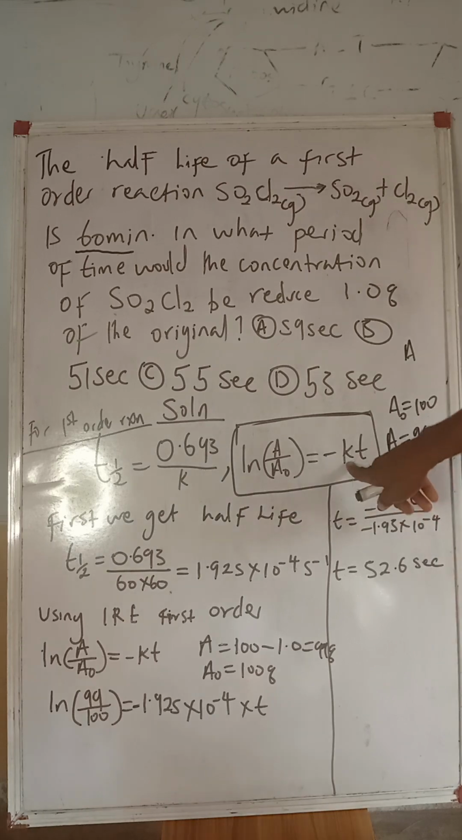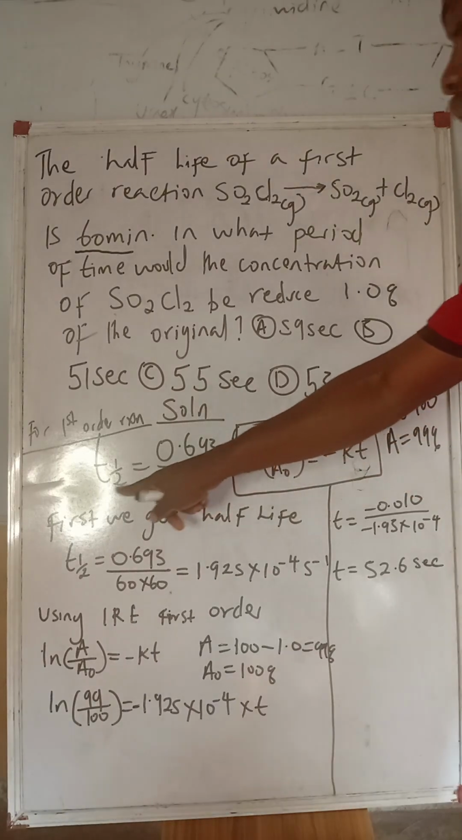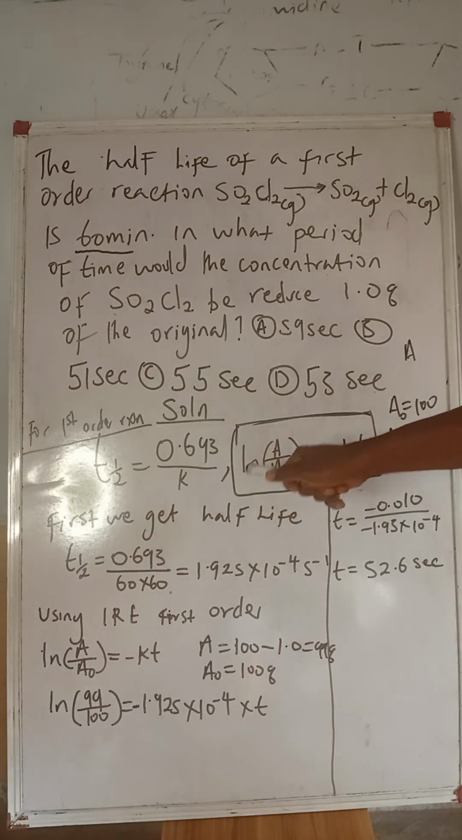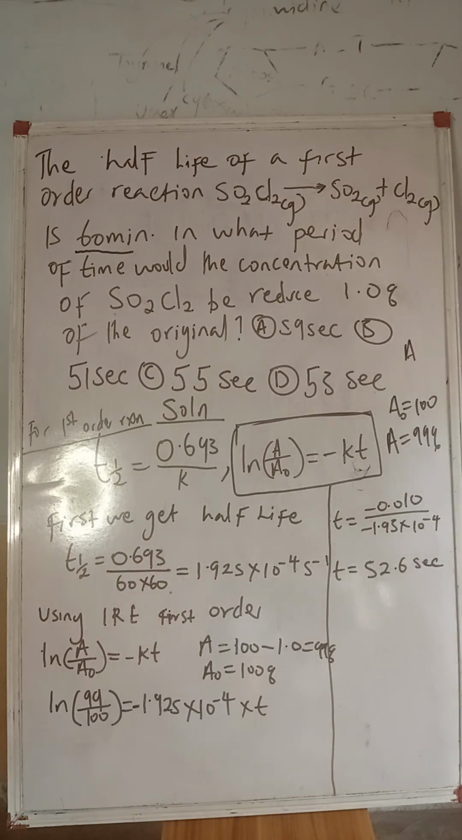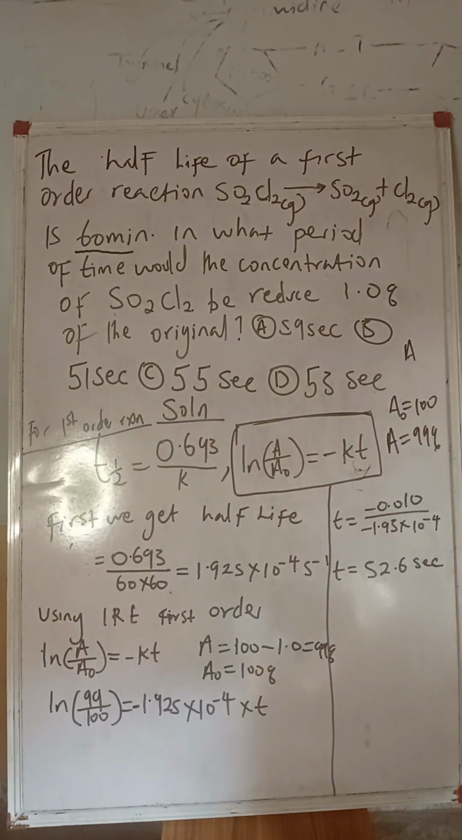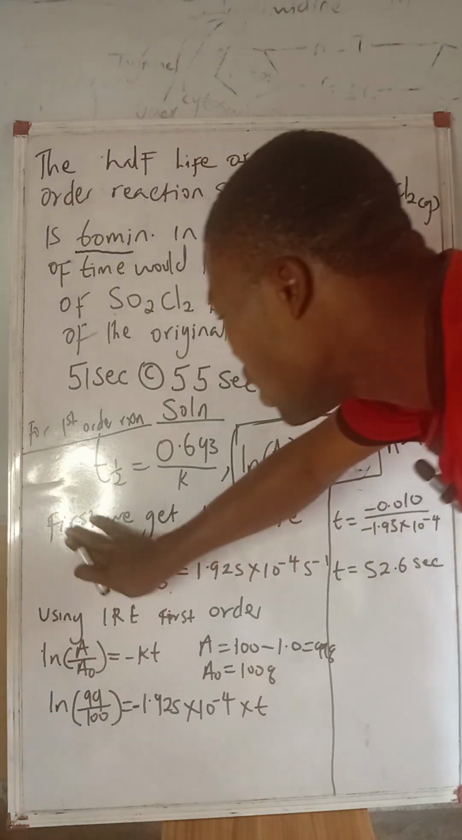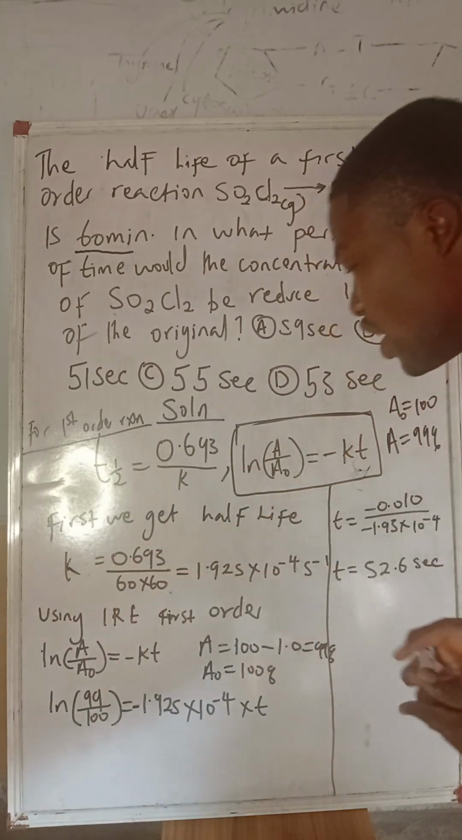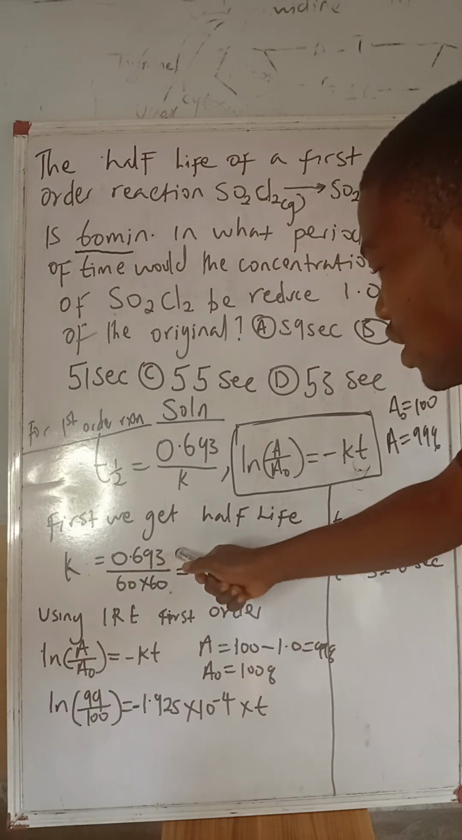K is the rate constant. So how do you get the rate constant? You can get it from the half-life, which is 0.693 over K. So I'll quickly substitute that to get K. I already have the half-life to be 60 minutes. If you make K the subject of the formula, half-life will come down, K will go there. So K is equal to 0.693 over 60 minutes.